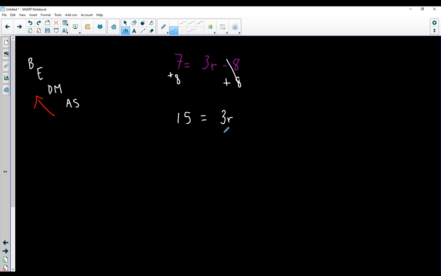What is happening to the variable? It's being multiplied by 3. Again, we're working opposite, so that's going to be divide by 3. We want to get r all by itself. What we do to this side of the equal sign, we do over here. 15 divided by 3 is 5.